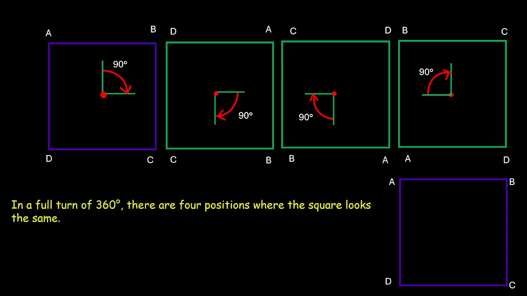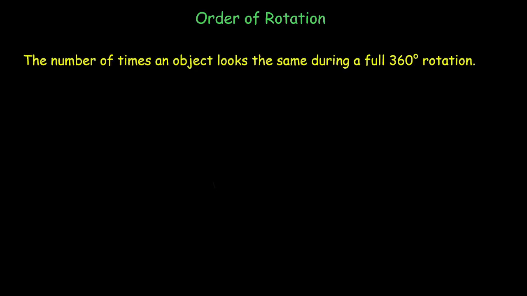So, in a full turn of 360 degrees, there are 4 positions, 1, 2, 3 and 4, where the square looks the same. So, we say that the square has a rotational symmetry of order 4. Its order of rotation is 4. What is rotational symmetry? Whenever we rotate an object at a certain angle of rotation, if it looks the same as it was before rotation, we say that it is showing or depicting rotational symmetry. So the order of rotation is the number of times an object looks the same during a full 360 degree rotation.